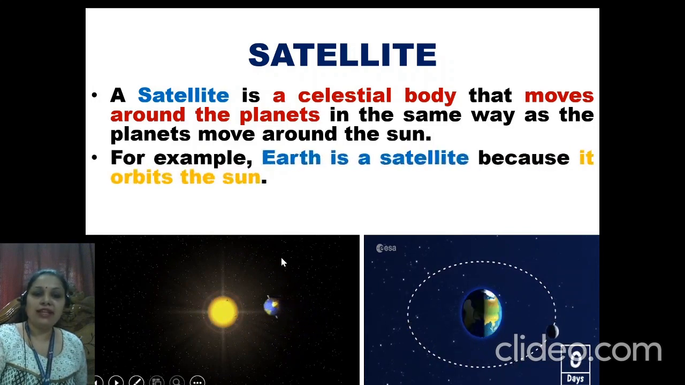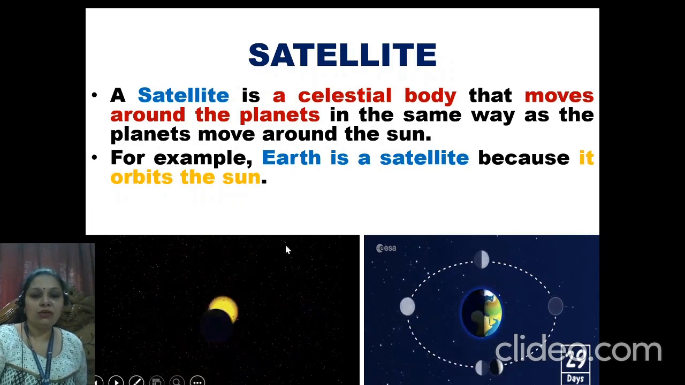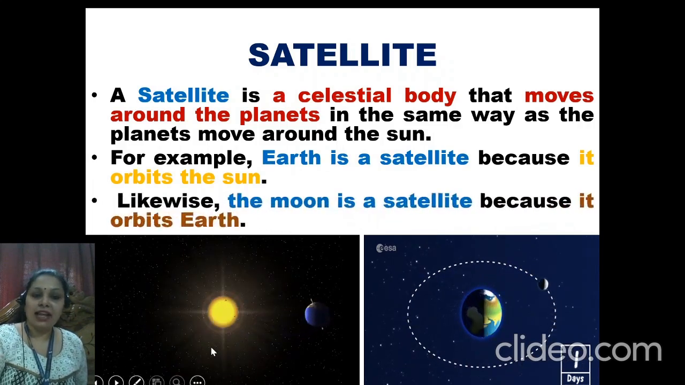So we can say that earth is a satellite because it orbits the sun. It revolves around the sun. Likewise, the moon is a satellite because it orbits the earth. It revolves around the earth. So now you understand what a satellite is. A satellite is a celestial body that moves around the planets in the same way as the planet moves around the sun.